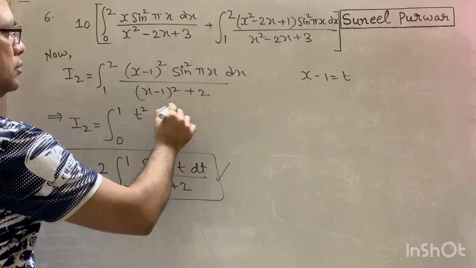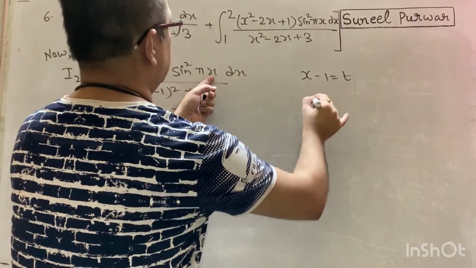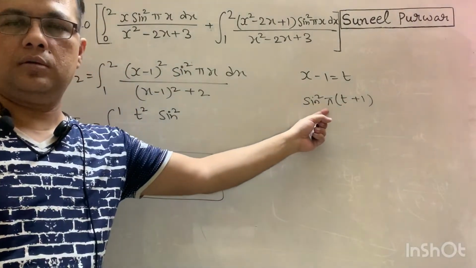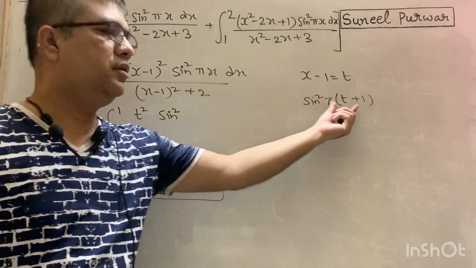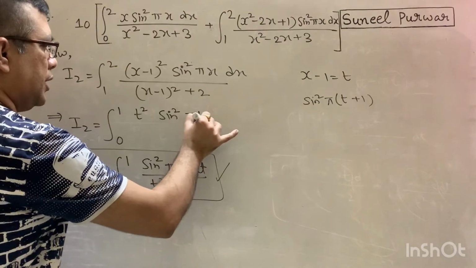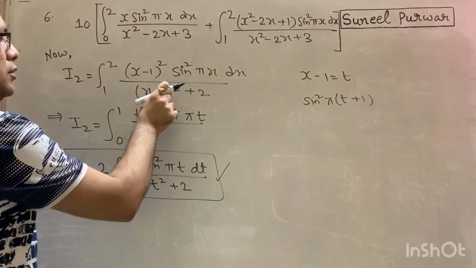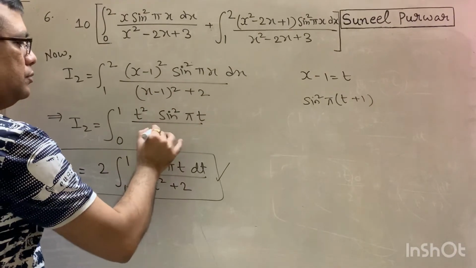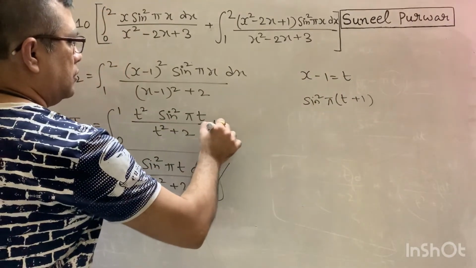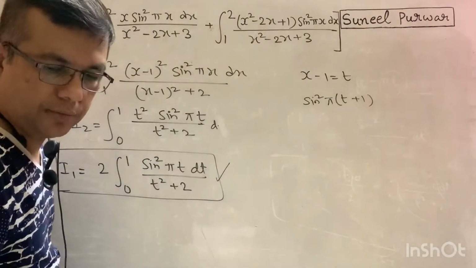sine square of, so that will become sine square of pi into t plus 1. In the previous simplification of I1, you have seen this will become sine square of pi t only. So I am writing directly sine square of pi t, and this will become t square plus 2, and dx will become dt.